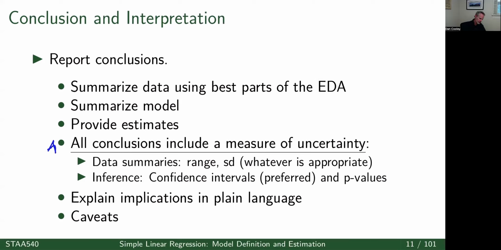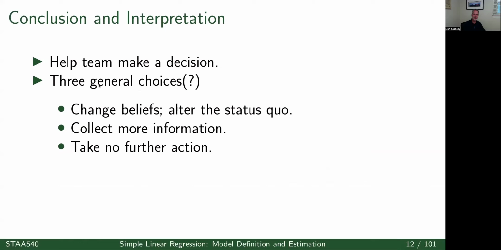All conclusions come with a measure of uncertainty. As statisticians, we're going to give a confidence interval. We're going to give a p-value associated with our tests, so that we are clearly conveying how much information the data gave us about this story that we're trying to tell. And then perhaps the hardest part is explaining the implications in plain language. And if you can't do that as a statistician, things are going to be difficult. So in the end, you can help the team make a decision.